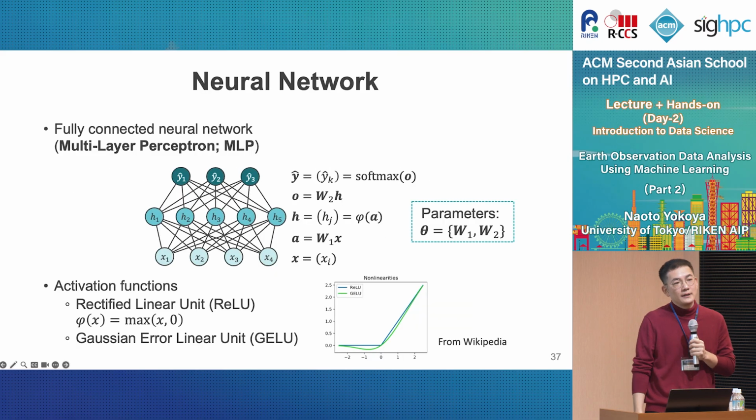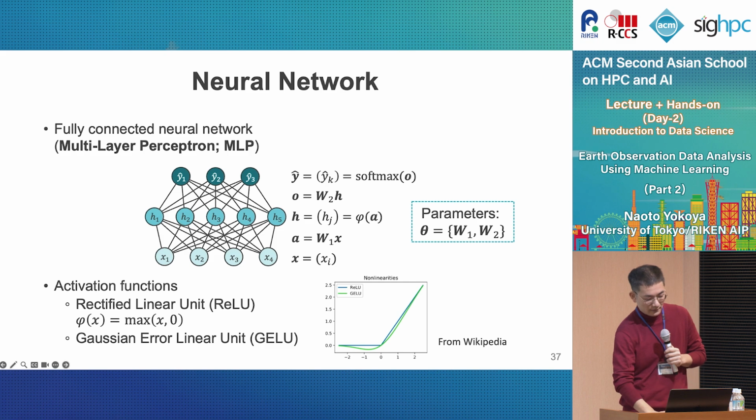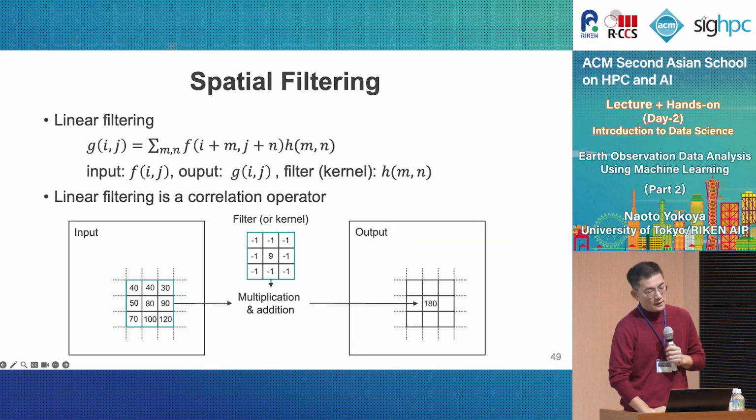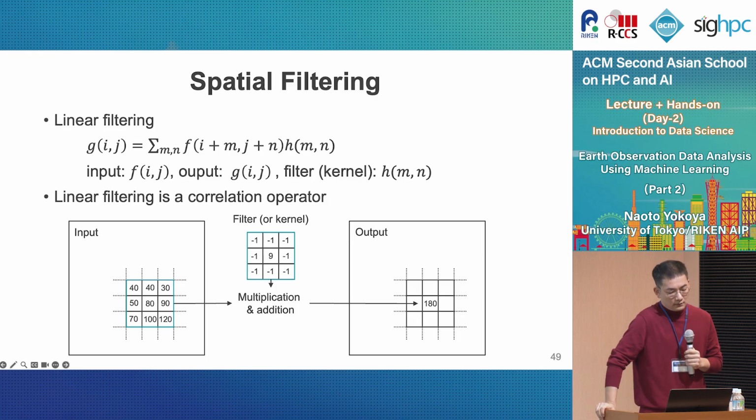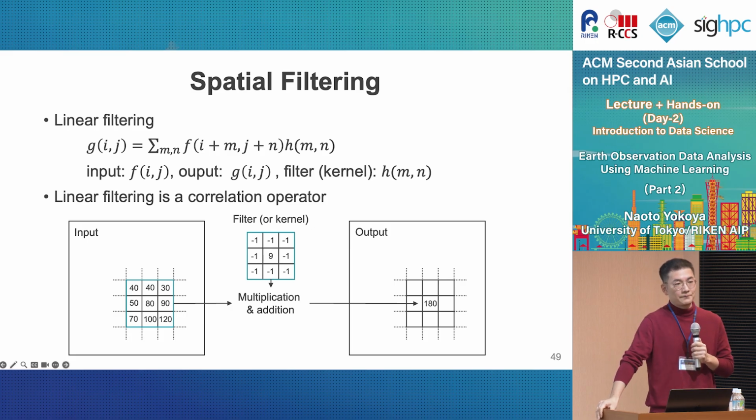fully connected neural network may not be the best option for image, right? Image is very huge. So many pixels. So the number of weight parameters becomes incredibly large. So we want to avoid it. And in image processing, yeah, very classic image processing, we usually rely on spatial filtering.